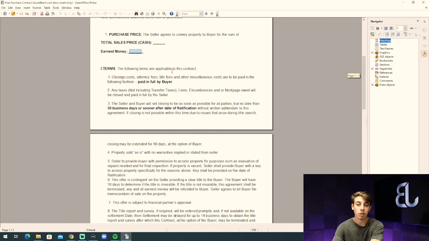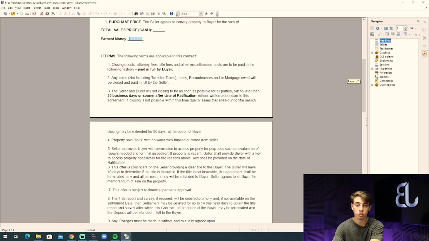Terms. The following terms are applicable to this contract. Closing costs will be paid by buyer. So right here in line 1 and line 2, it's going to lay out what the buyer is paying and what the seller is paying. So we're going to pay title fees, attorney fees, closing costs, and other miscellaneous costs that are related to that. And the seller is going to pay taxes that they owe, liens, encumbrances, mortgage, stuff like that. So this lays out here what people are going to be paying.